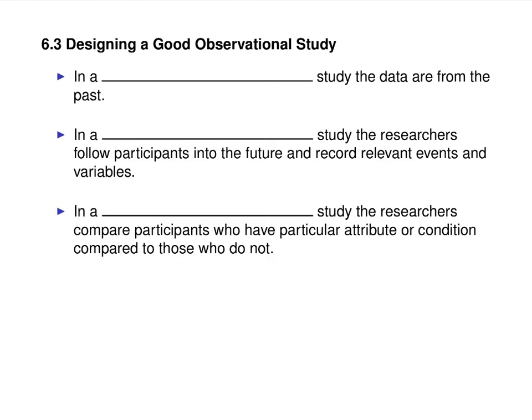So anyhow, moving on to different terms about observational studies. In a retrospective study, data are from the past. And in a prospective study, the researchers follow participants into the future and they record relevant events and variables. And in a case control study, the researchers compare participants who have a particular attribute or condition to those who don't.